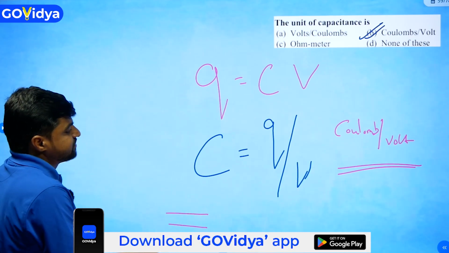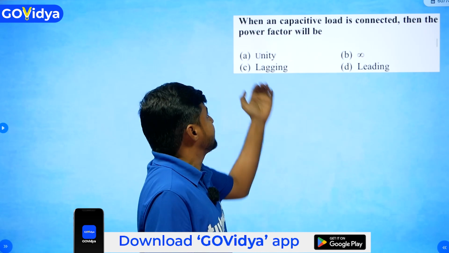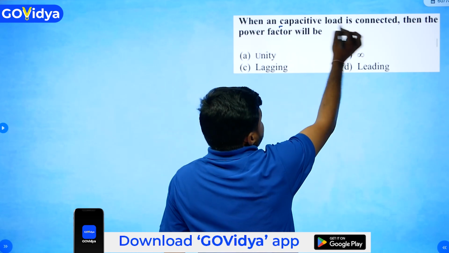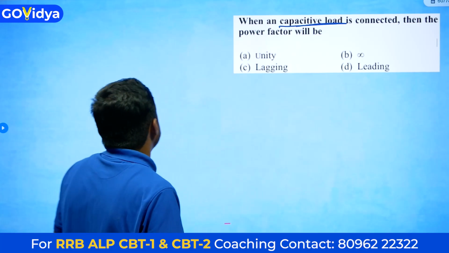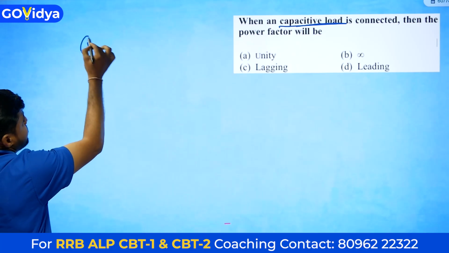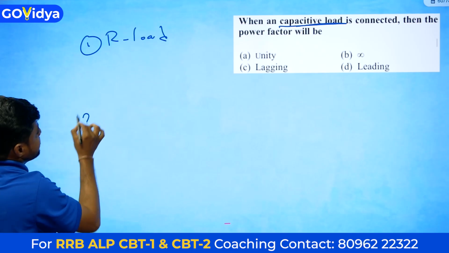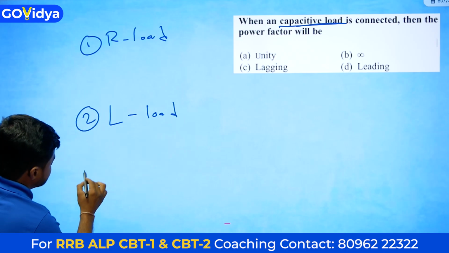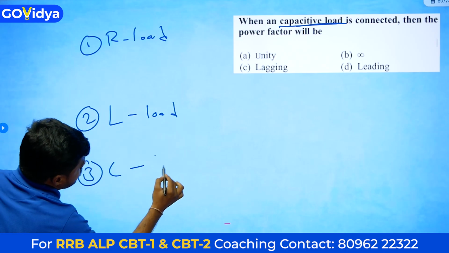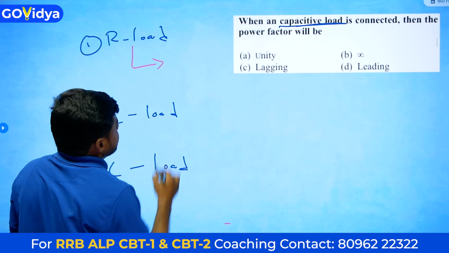Next question. When a capacitive load is connected, the power factor will be? There are 3 types of loads. One is resistive load, R load. The second one is inductive load, or L load, and the third one is capacitive load. For resistive load the power factor is unity.